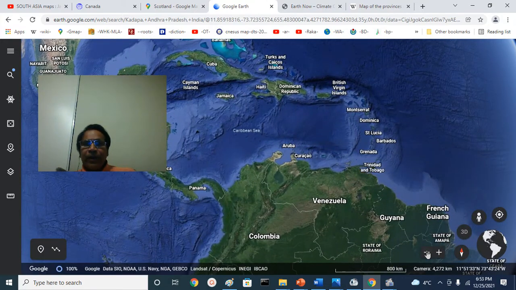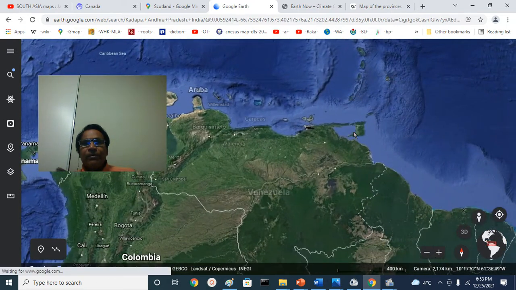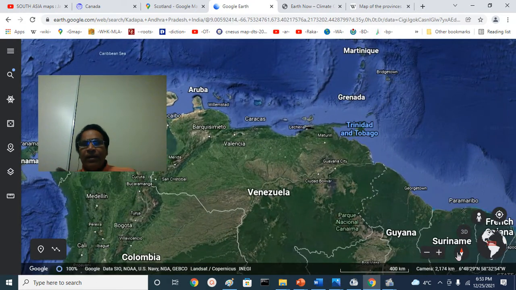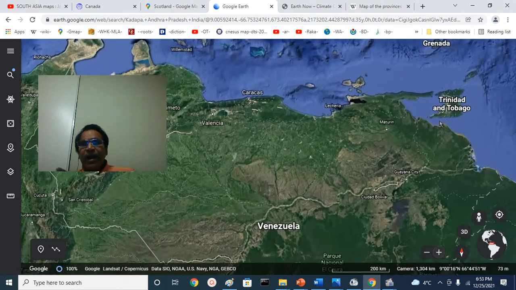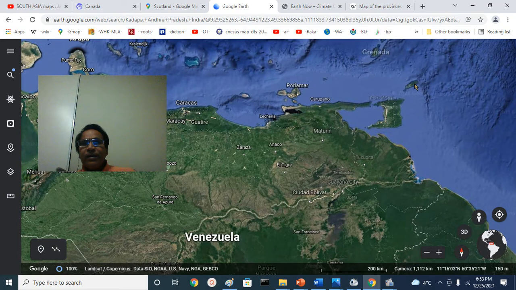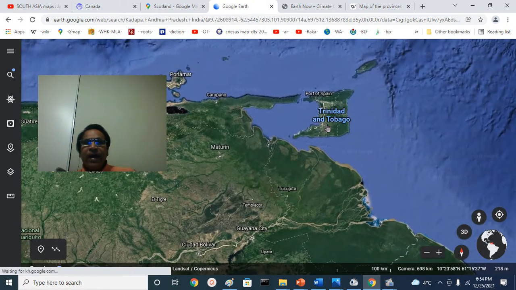Here, this is a country called Trinidad and Tobago. Trinidad is only a small part, Trinidad here, and across a few kilometers there is another island called Tobago. Here, this is the Tobago island. Sometimes when you say Trinidad, they are using it for the island nation Trinidad and Tobago.